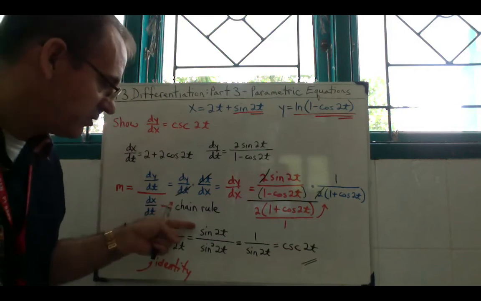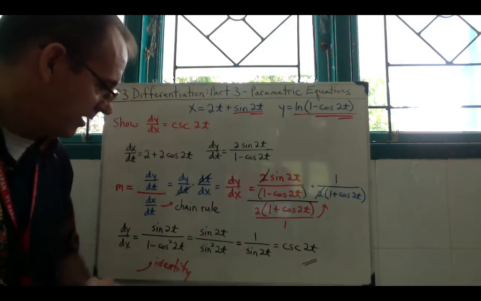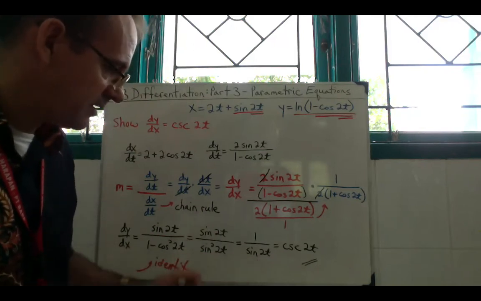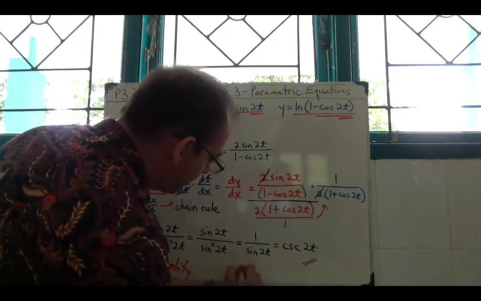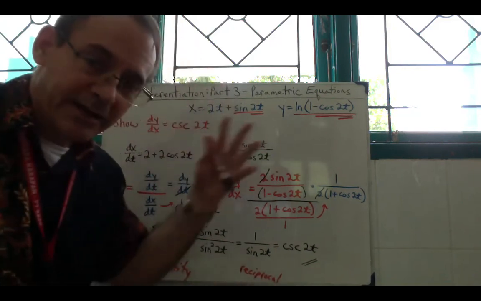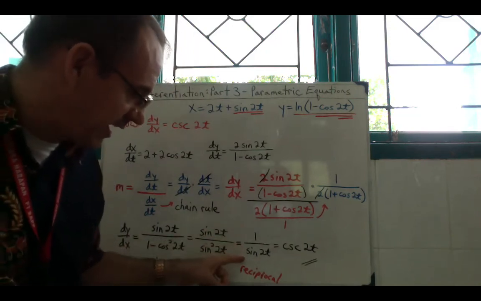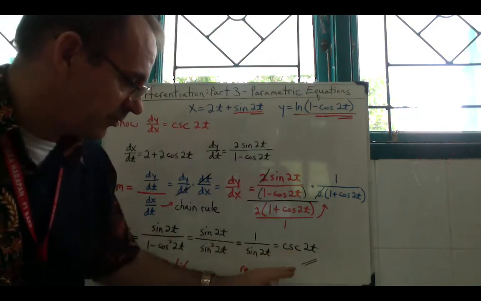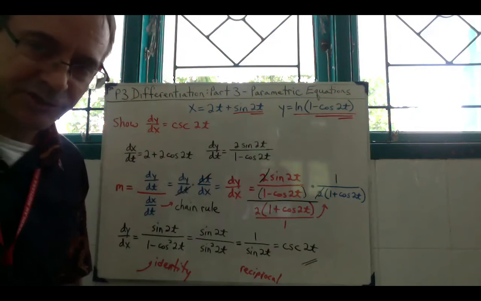Then you have a single power of sine 2t on top. You have a squared power of sine 2t on the bottom. So one of those cancels, leaving you with a single power in the denominator. And again, you have an identity. This is your reciprocal, which we learned a few videos back in the trigonometry section. The reciprocal of sine, 1 over sine, is cosecant. So we use our reciprocal function cosecant 2t, and that is what we were asked to show.